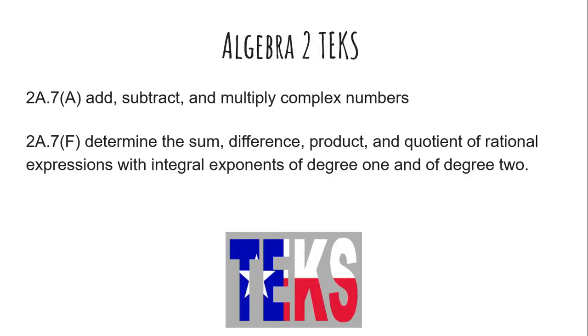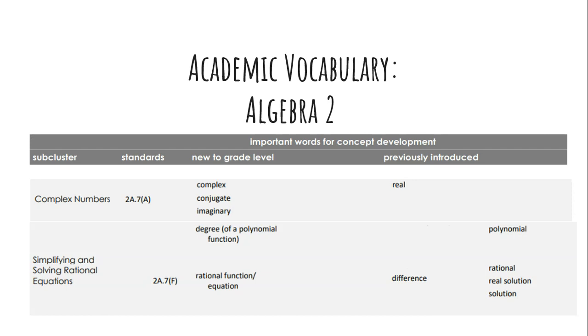Algebra 2 TEKs consisting of addition and subtraction are 2A.7A, add, subtract, and multiply complex numbers, and 2A.7F, determine the sum, difference, product, and quotient of rational expressions with integral exponents of degree 1 and degree 2. Please take a moment to review the academic vocabulary for Algebra 2.